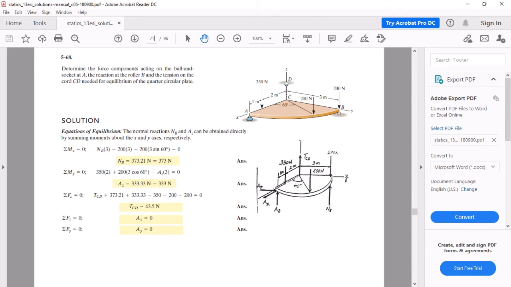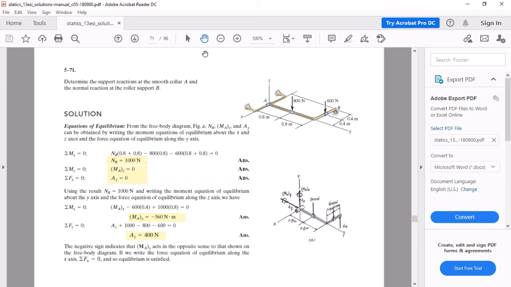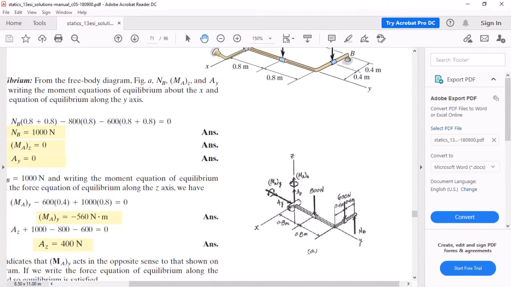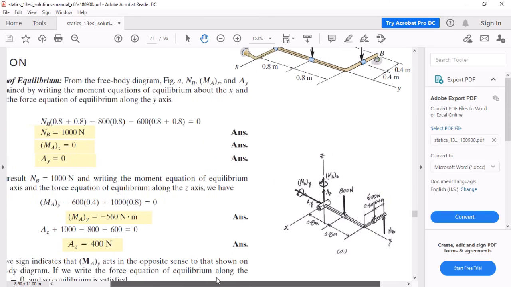Another problem. Determine the support reactions at the smooth collar at A and the normal reaction at the roller support at B. عندي هون roller support at B وبالتالي عندي بس normal force أو vertical force. وعندي at A اللي هو collar support وفي عندي force بالy direction و moment بالy direction وعندي force بالz direction و moment بالz direction. So we're going to apply equations of equilibrium.